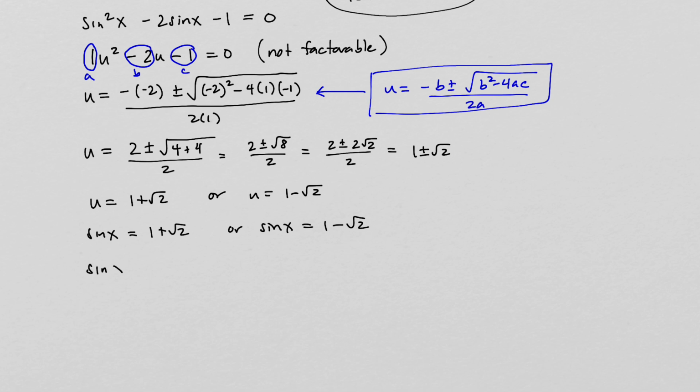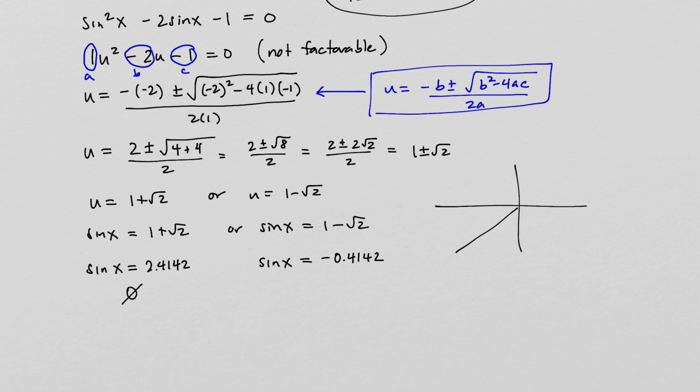So if I plug in 1 plus radical 2 into a calculator, what I'm going to get is 2.4142. And this is not possible because sine cannot be a value larger than 1. For the other one, we have sine of x is equal to 1 minus radical 2. And if you plug that into a calculator, you will see that this means sine of x will be negative 0.4142. Now this is possible because this is a value between 1 and negative 1. And so now we just have to ask, where does this occur?